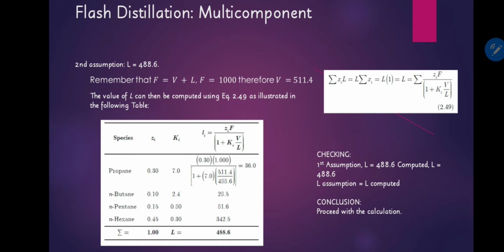So ano yung assumption natin kanina? That L is equal to 488.6. The computed L is equal to 488.6. Therefore, L assumption is equal to L computed. Therefore, we can now proceed with the calculation.